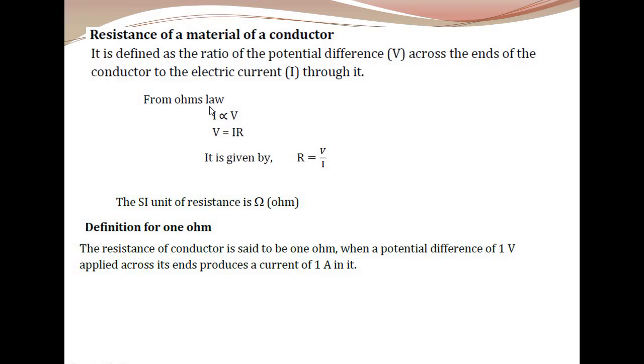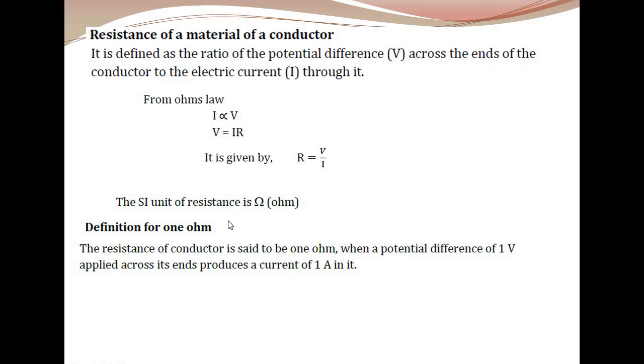From Ohm's law, I is directly proportional to V, that means current is directly proportional to potential difference. So we can write V is equal to IR, where R is the resistance, and R can be written as R is equal to V by I. This is what we call resistance. The SI unit of resistance is the ohm. Resistance is a physical quantity, so it has a unit, and that unit is the ohm.